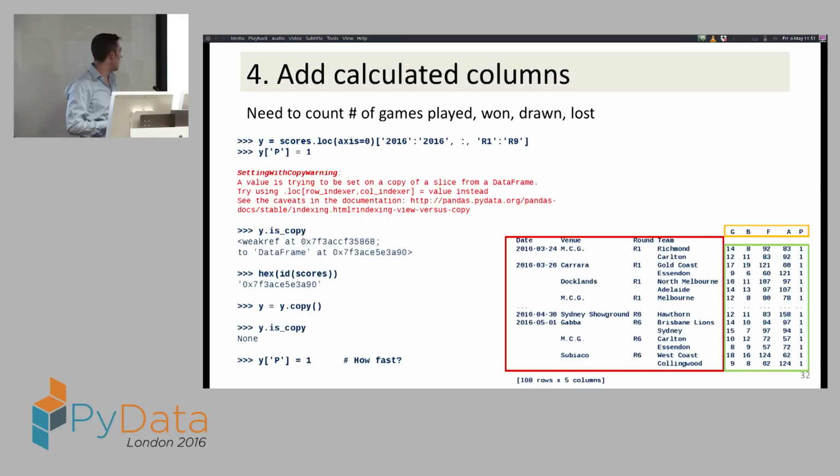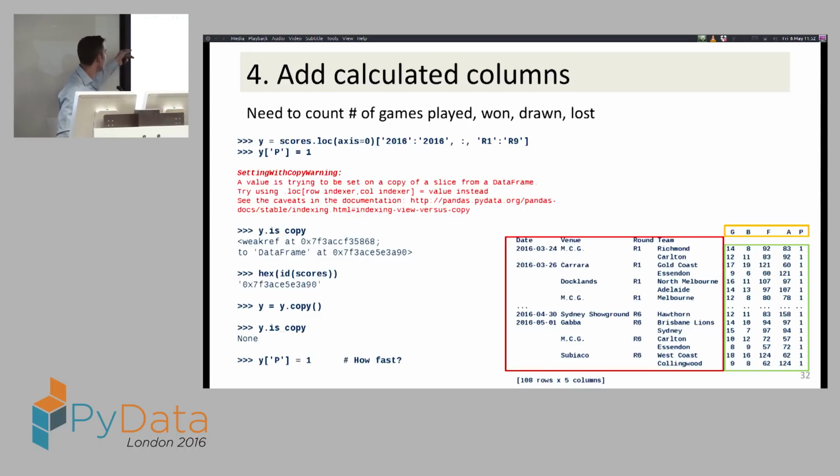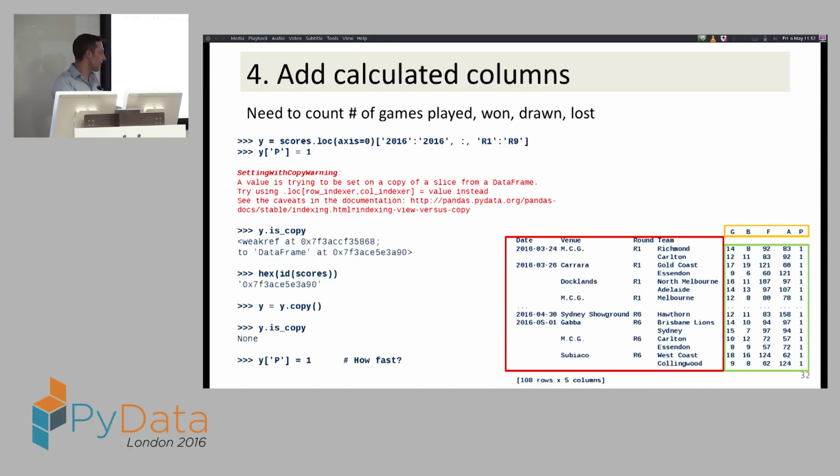so we add one. In this case, we get this bizarre setting with copy warning that you might have seen and might not have really understood what's going on. But the reason is that this data frame here, through this slicing, Pandas has been smart and said, I can give you a view of some underlying part of the original data without doing any copying. When you're trying to set something to it, it's then worried that you might be changing the original data without being aware of it. So it gives you a warning about that.